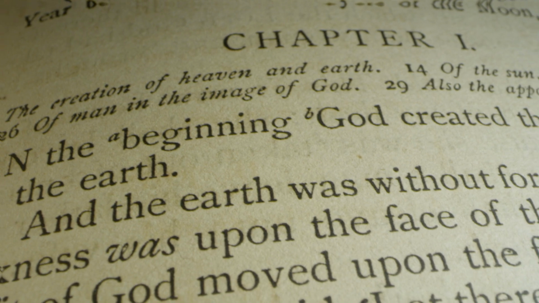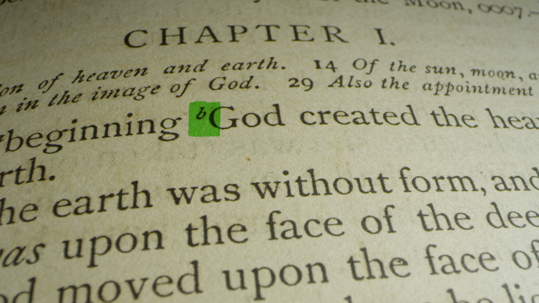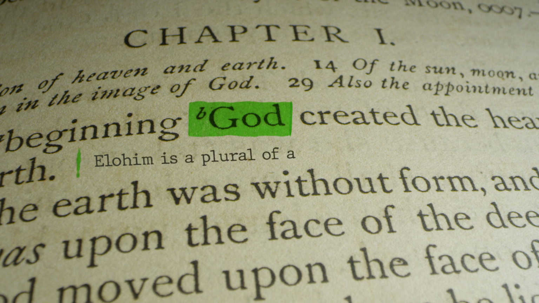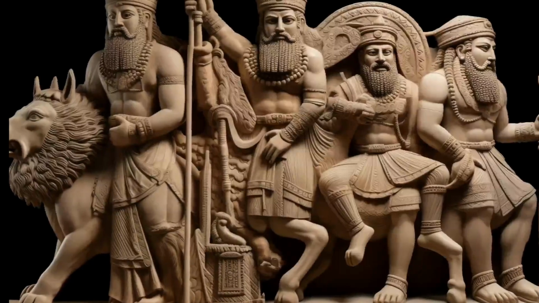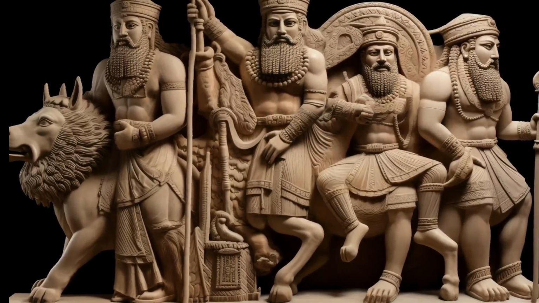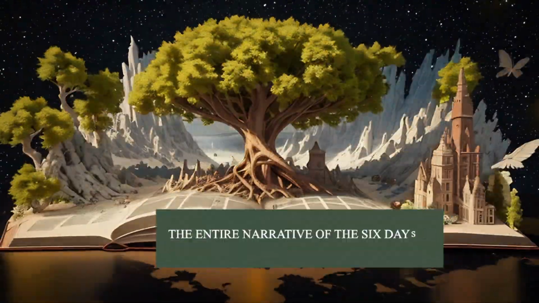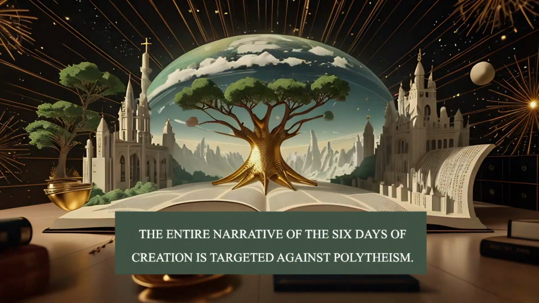C. God, Hebrew Elohim. God is the common Semitic word El, which means strong, powerful. Elohim is a plural of a variant of that word, El. It is not a remnant of polytheism, however. The plural number conveys the fullness of existence. The entire narrative of the 6 days of creation is targeted against polytheism.